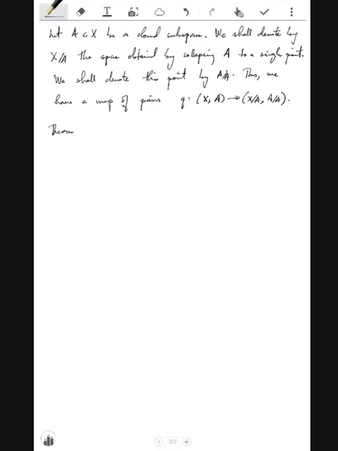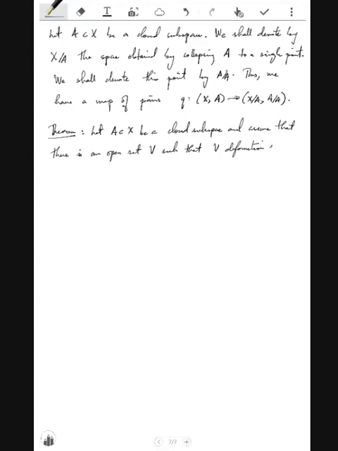So the theorem: let A be a closed subspace, and assume that there is an open set V such that V deformation retracts onto A. Then the map Q lower star from Hn(X, A) to Hn(X mod A, A mod A) is an isomorphism.